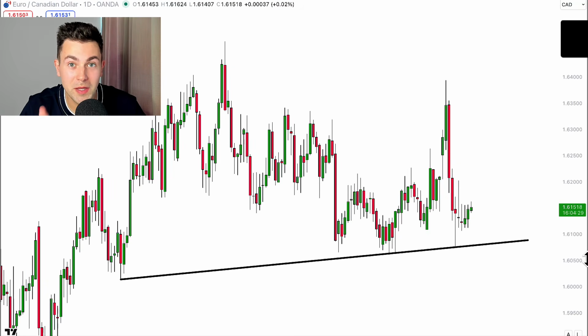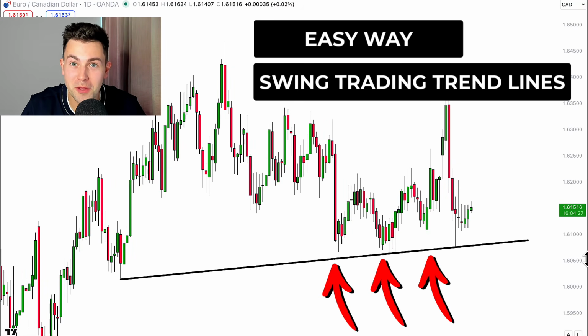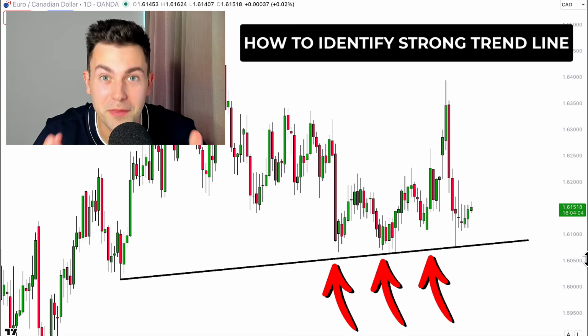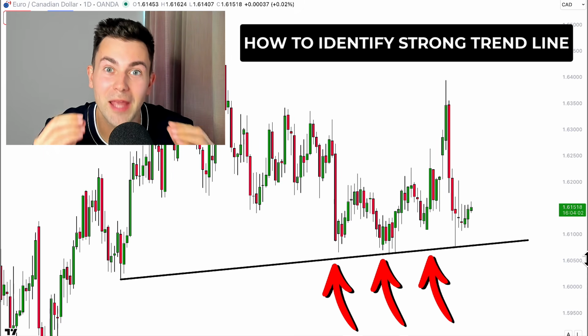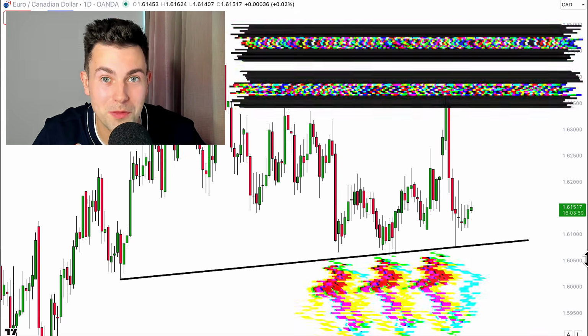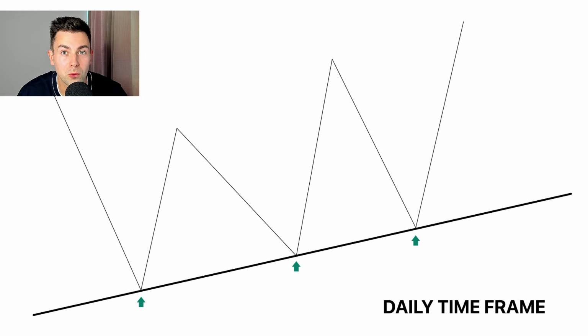Today we'll show you an easy way to swing trade this trend line. You will learn how to identify the strongest trend line for swing trading and the best moment to open the trade. First, let's discuss two simple rules that will help you to identify the strongest trend line.